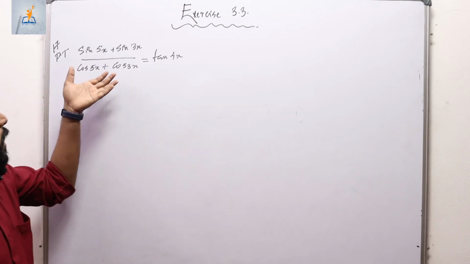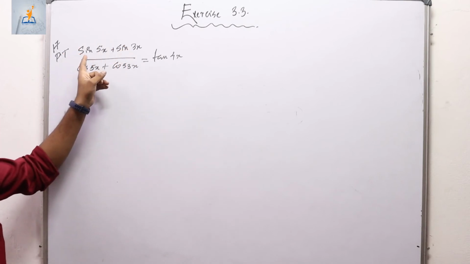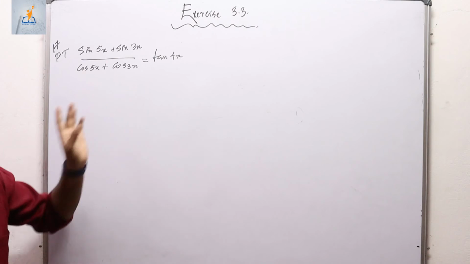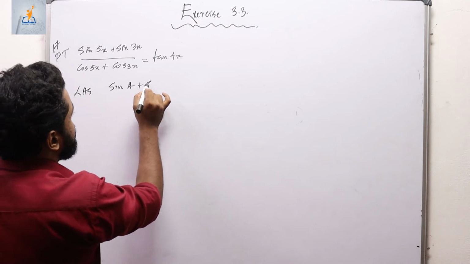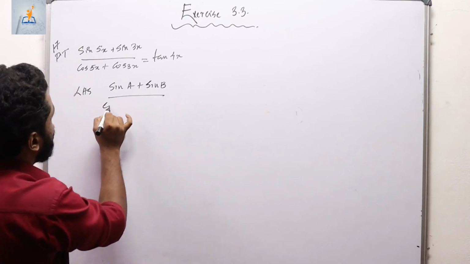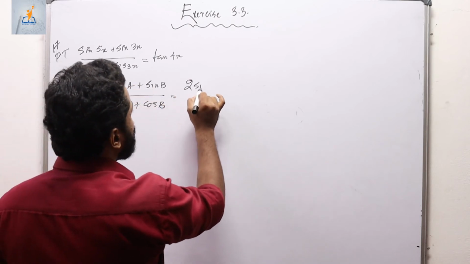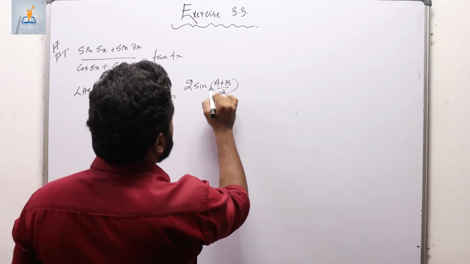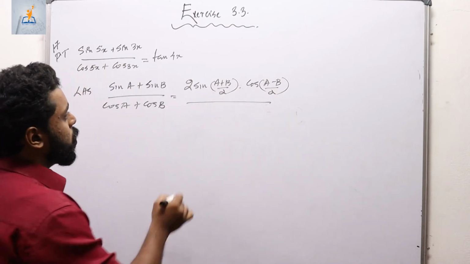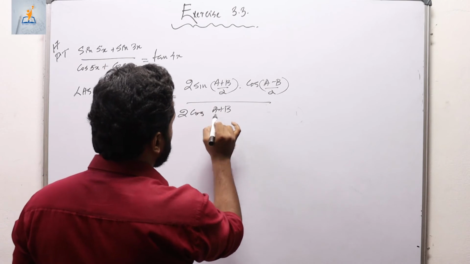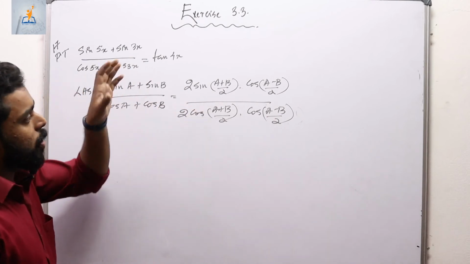So we have to prove that LHS is equal to the RHS in the 17th question. Here we are given an LHS which is of the form sin A plus sin B and cos A plus cos B, isn't it? We have LHS of the form sin A plus sin B divided by cos A plus cos B. We know the formula: sin A plus sin B is equal to 2 sin (A plus B)/2 into cos (A minus B)/2, whole divided by cos A plus cos B, which is 2 cos (A plus B)/2 into cos (A minus B)/2. We know this. We can directly substitute the values into this equation.